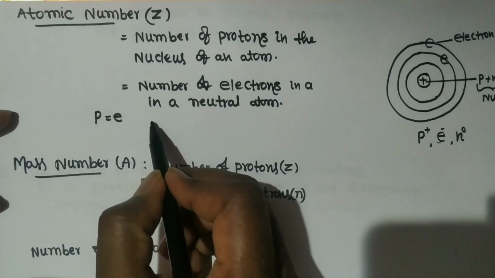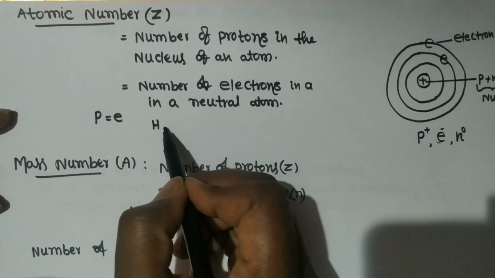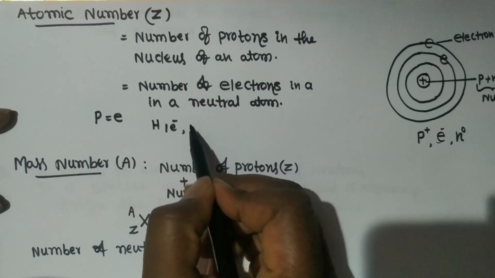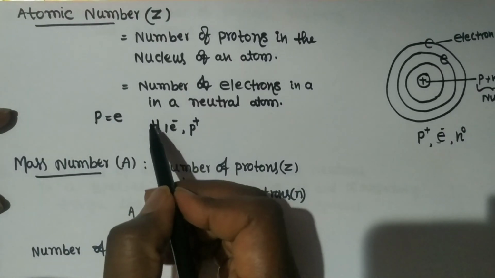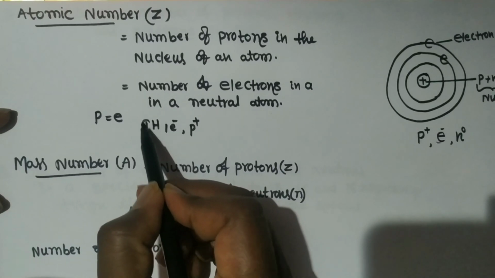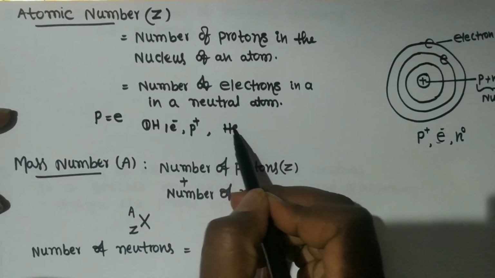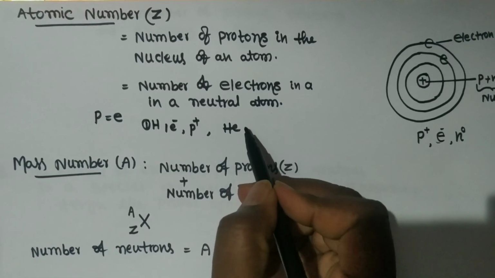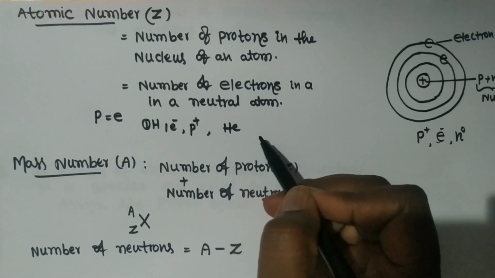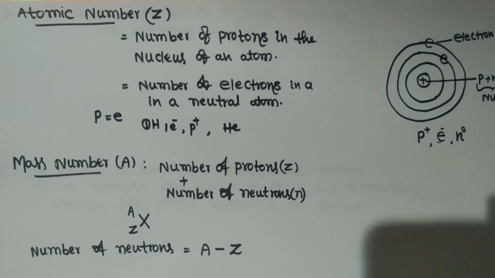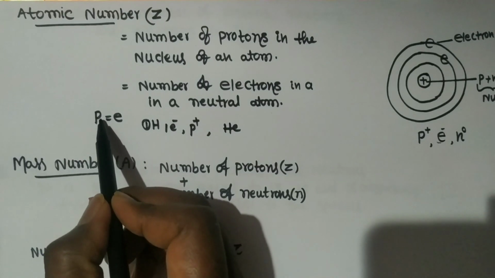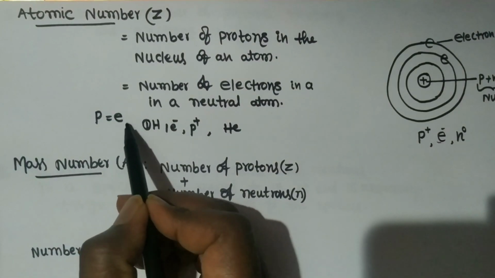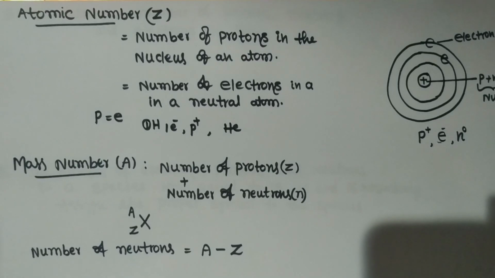For example, hydrogen contains one electron and one proton, so the atomic number of hydrogen is 1. Like that, helium has atomic number 2; helium contains 2 electrons and 2 protons. Lithium has atomic number 3; lithium contains 3 electrons and 3 protons. Here, the number of positive charges and the number of negative charges are equal. Then only the atom will get neutrality, or the atom is neutral.